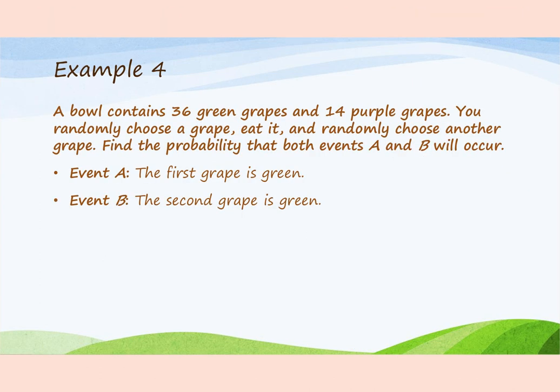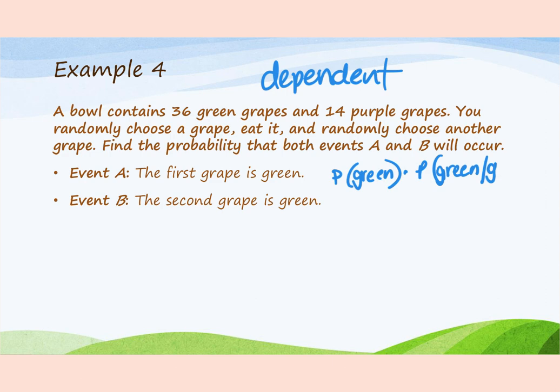All right, a bowl contains 36 green grapes and 14 purple grapes. You randomly choose a grape, eat it, and randomly choose another grape. Find the probability that both events A and B will occur. Independent or dependent? Dependent. Hopefully we're not eating it and then putting it back. That would be gross. So I want the probability that the first grape is green times the probability the second grape is green, given a green is already gone.